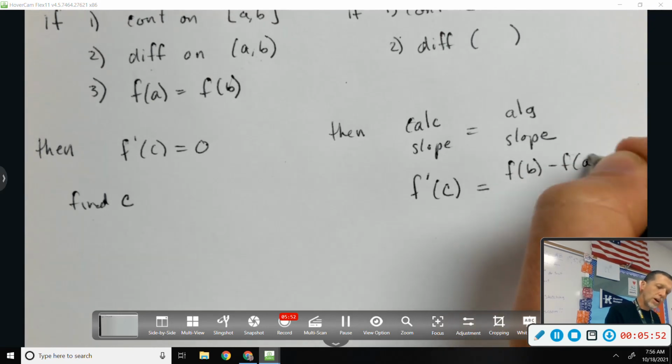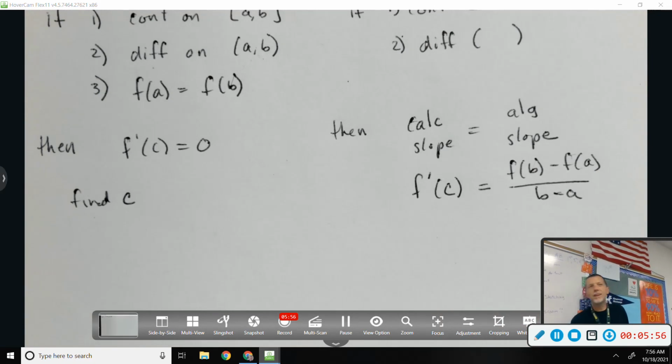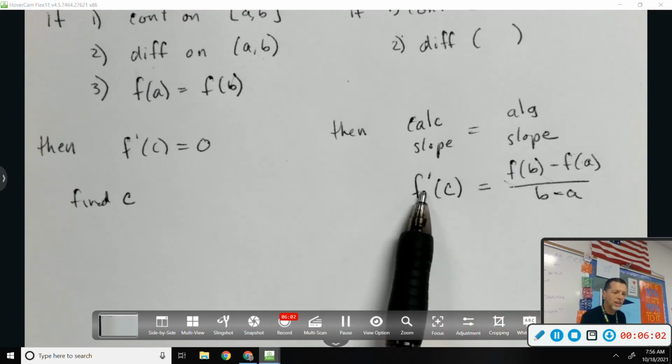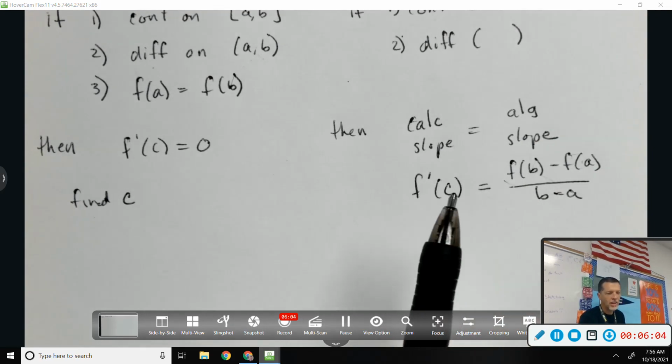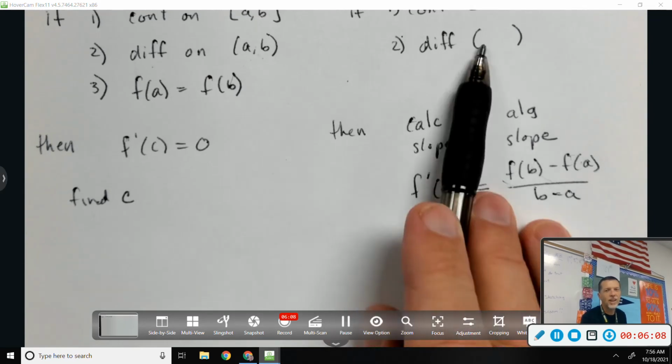y2 minus y1 over x2 minus x1, rise over run, any of those slope formulas that you know. So you find this, take a derivative, set f prime equal to whatever slope you got, and you should get a c that's on that interval, at least one.